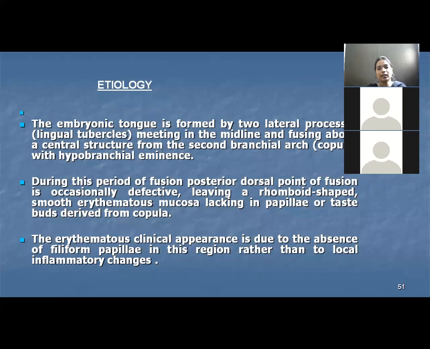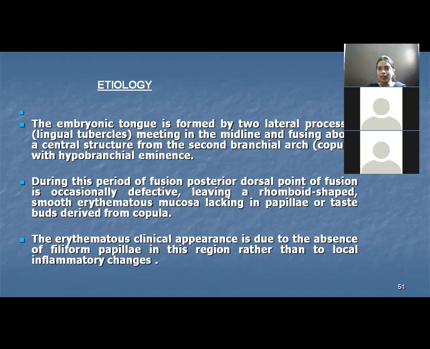If the fusion of the two lateral lingual swellings is defective, they form a rhomboid shaped lesion, that is the smooth erythematous area. They lack papillae, which are derived from this region. This erythematous clinical appearance is due to the absence of filiform papillae in this region rather than to local inflammation.